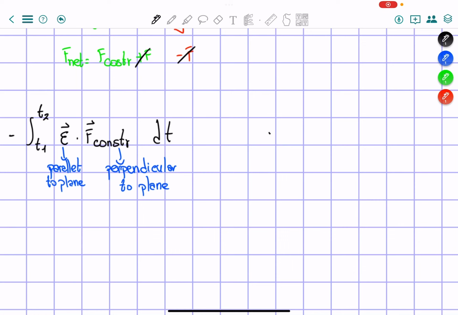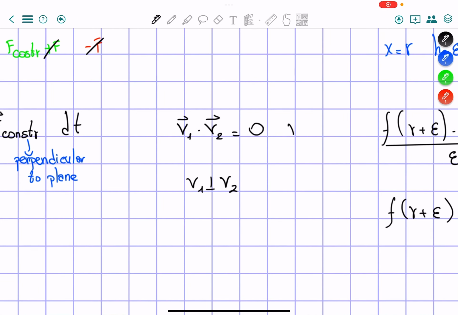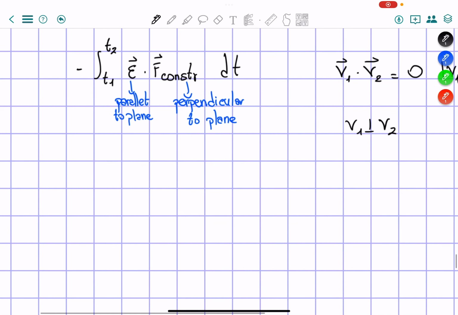So for vector 1, for example, I'm going to call v1 dot v2, and if v1 is perpendicular to v2, it will yield 0, because we could rewrite this as the absolute value of v1 times the absolute value of v2 times the cosine of the angle between the two of them. We know that the angle is equal to 90 degrees, so the cosine is going to be equal to 0. So this part here actually yields a value of 0.